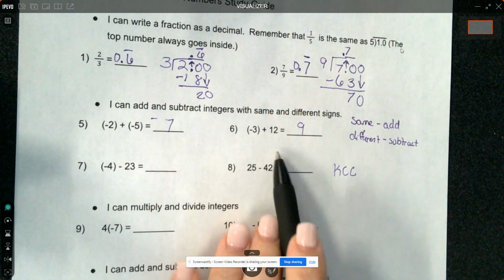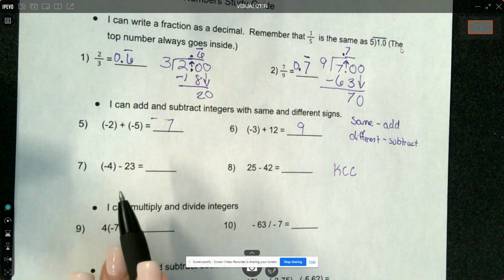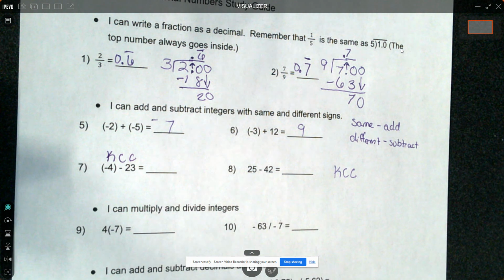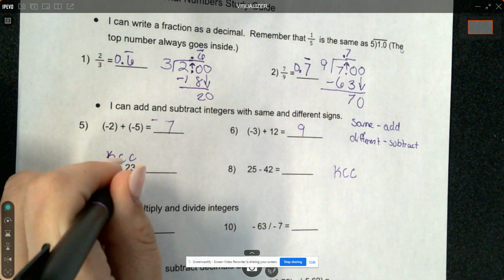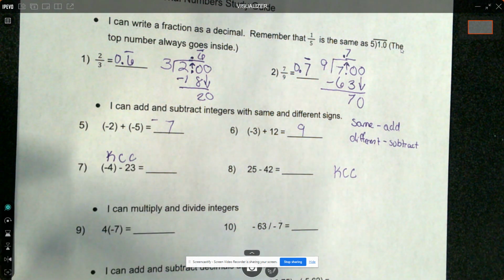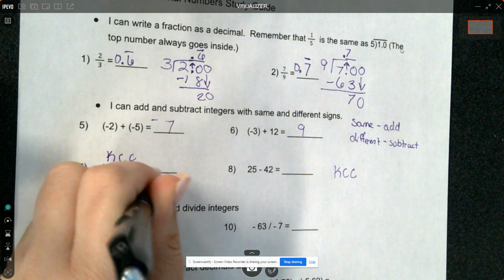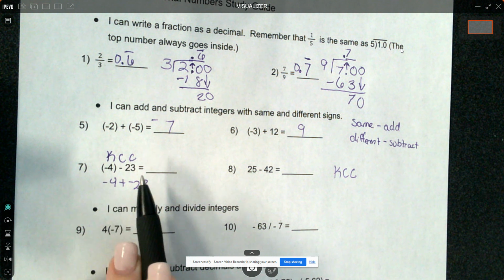It's going to stay positive because the 12 is larger. On number 7, you have subtraction, so you have to do keep, change, change. How would I rewrite it? Kaden, when I rewrite it, what would it look like? It would be plus negative. It would be -4 plus -23. So that's my rewritten one after you do keep, change, change.